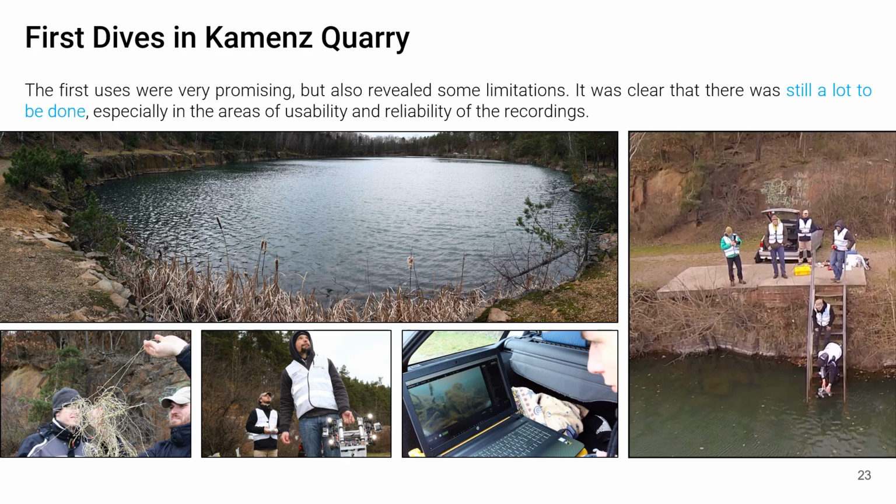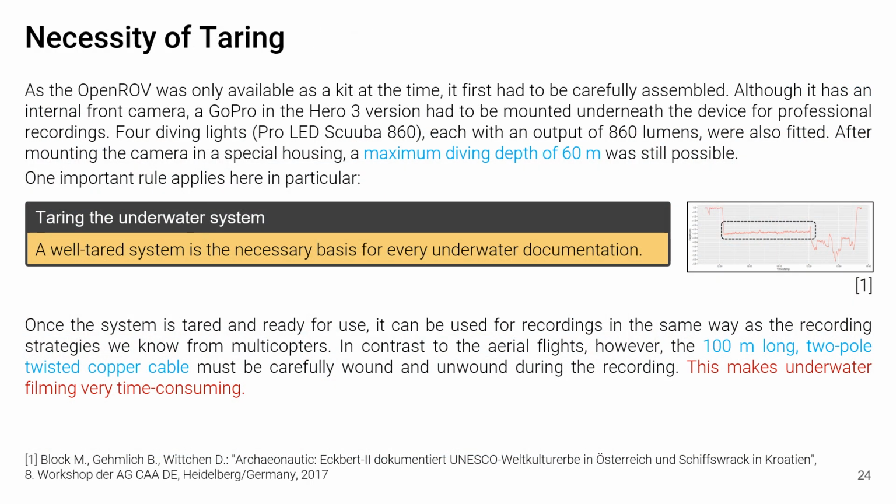Here we see the operation in Kamenz in a quarry. At the bottom left, we see the biggest problem when using a mini submarine with a 300-meter long cable. Cable management was therefore necessary in order to move the underwater system forwards and backwards in the same way as a multicopter in a grid shot without tangling the cable. As the OpenROV was only available as a kit at the time, it first had to be carefully assembled.